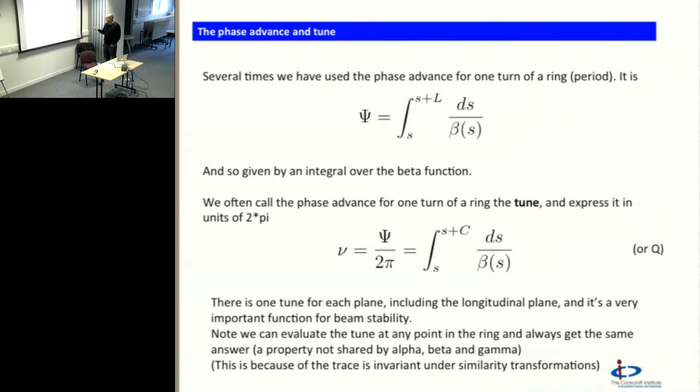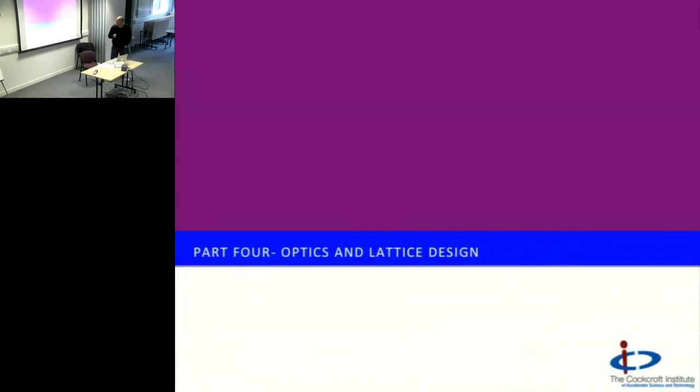So we can evaluate the tune at any point in the ring and always get the same answer. I can find the 1 turn map at this point, find the tune from it, choose a different point, find the tune. Because the tune's a global property of the accelerator, I must get the same answer. Mathematically, the trace is invariant under a similarity transformation. But physically, you can see what's going on. Obviously, I'll get a different alpha and beta at different points, because they depend on position. But the tune will always come out to be the same answer. Right, so that's the very basics of the formalism.